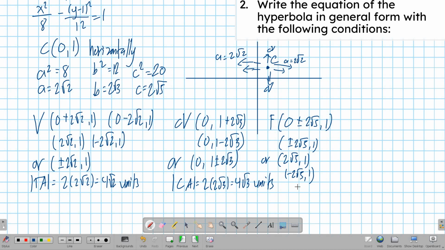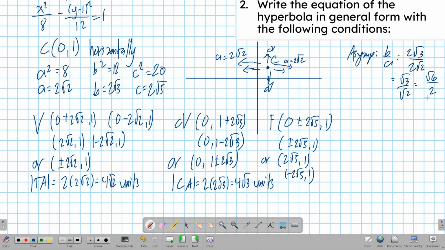From there, we can then go to our asymptotes. Since we have a horizontally oriented hyperbola, our slope is still b over a, which in this case is 2 square root of 3 over 2 square root of 2. Simplifying this, we'll get square root of 3 over square root of 2. Rationalizing this, we get square root of 6 over 2. So therefore, our b over a is square root of 6 over 2.